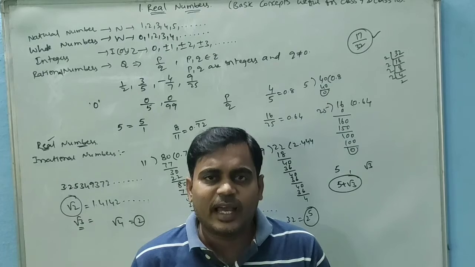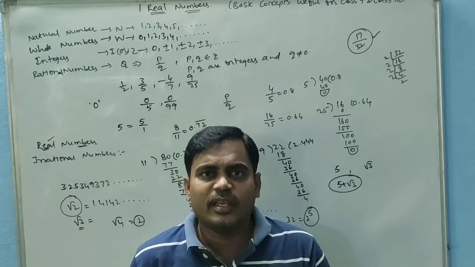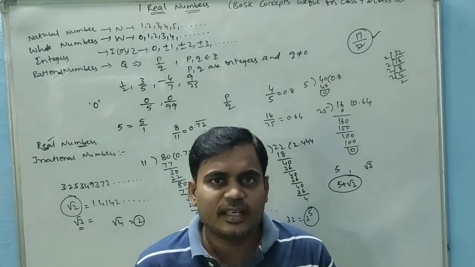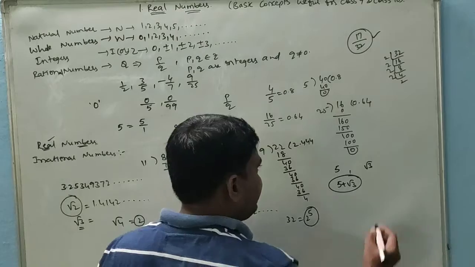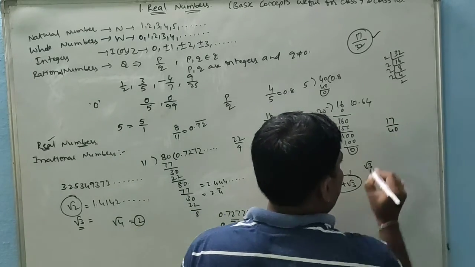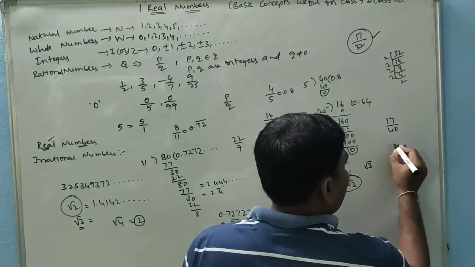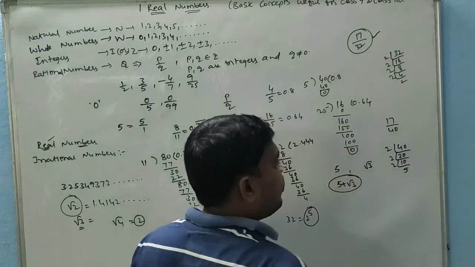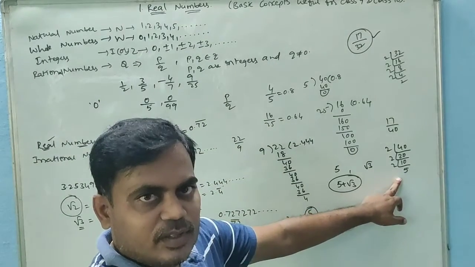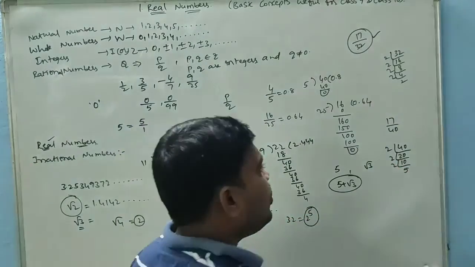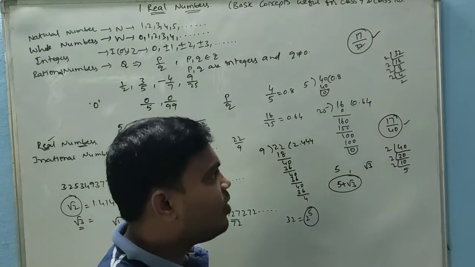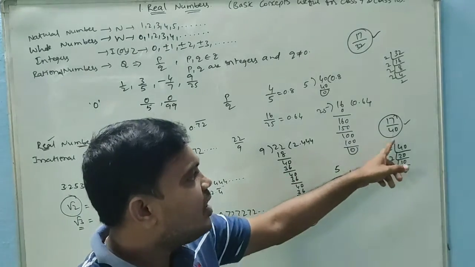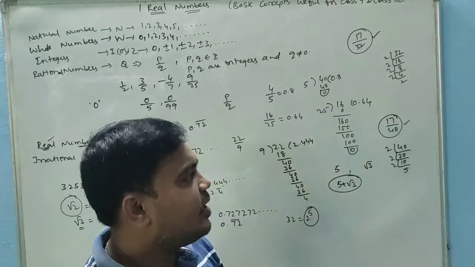If the denominator q has only prime factors 2 and 5, then it is terminating. Otherwise, it is non-terminating. For example, 17 by 40. I want the prime factorization of 40: 2 into 20, 2 into 10, 2 into 5. So what are the prime factors? 2 and 5 are the only prime factors, so definitely it is terminating. So I am not doing the decimal conversion, even though I know this is a terminating decimal.